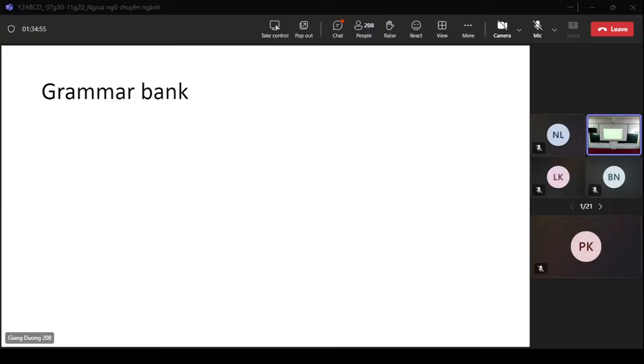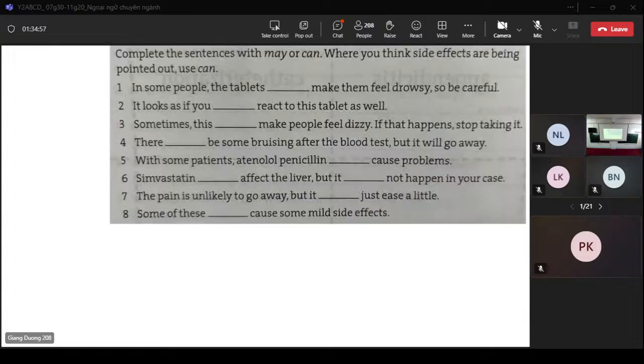Now, extra exercises, grammar bank. Complete the sentences. Sorry. Complete the sentences with may or can. Where you think side effects are being pointed out, use can. Rồi đây là cái bài tập ngoài, trong cuốn sách giáo viên của cô thì các bạn có thể làm thêm đây. I'm sending you the pictures via the group.